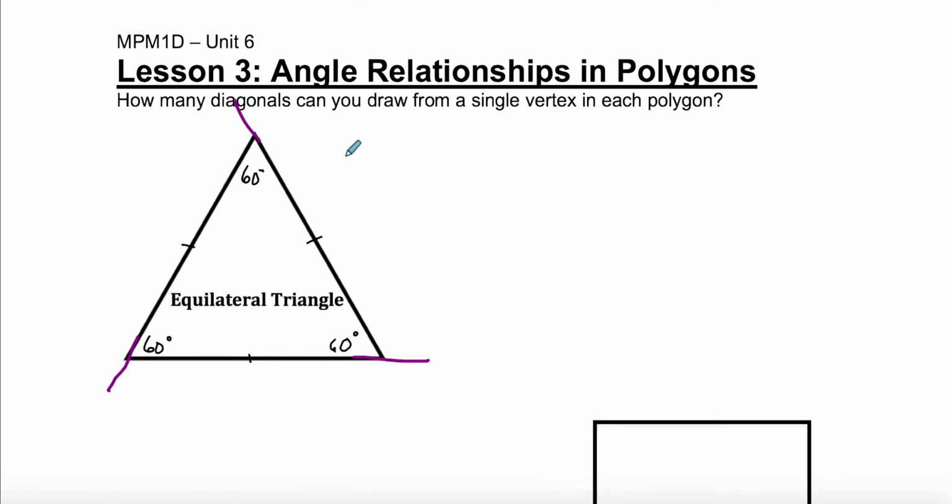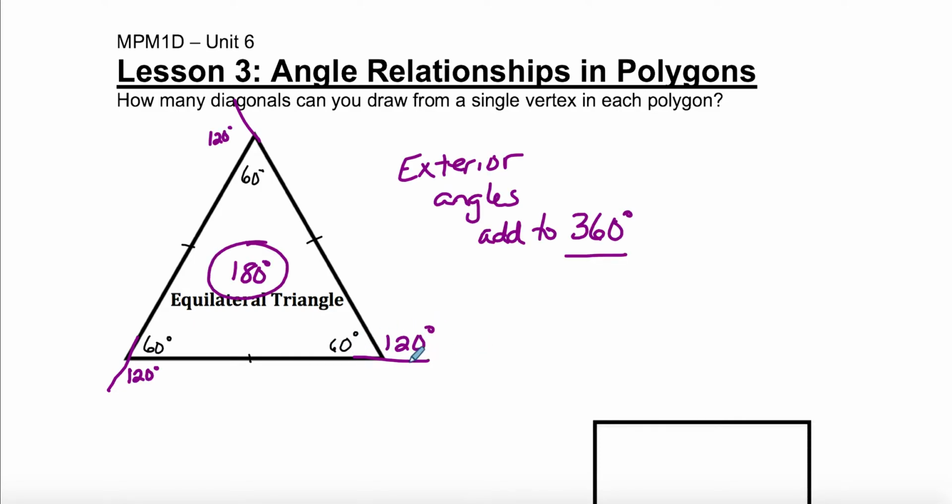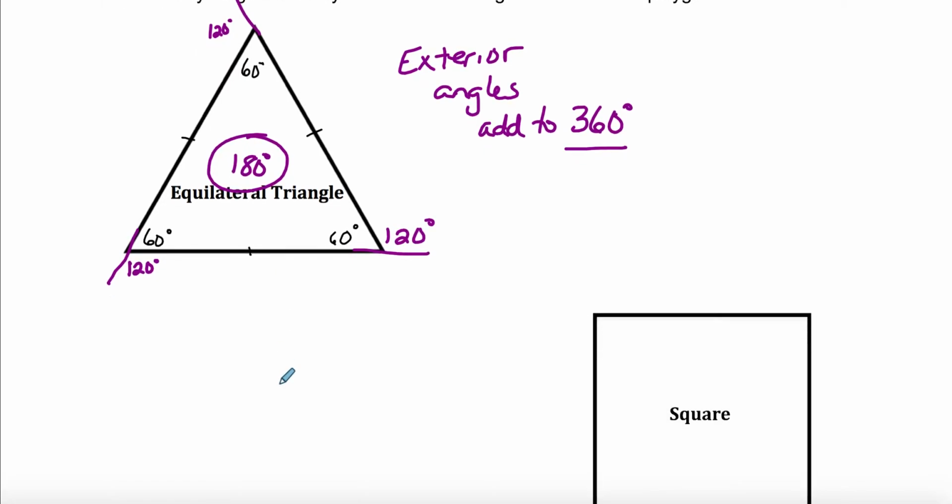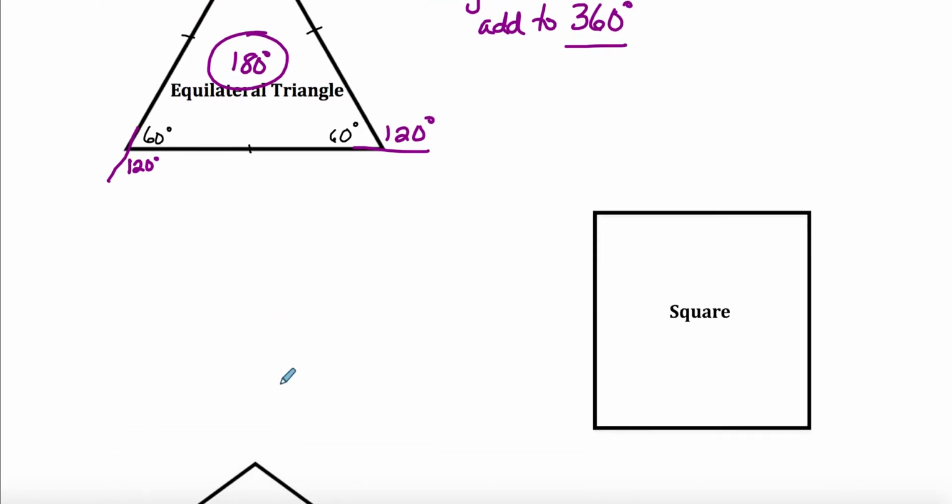So just to get started, we've done this before. We're looking at these exterior angles. You know that if the interior angle is 60, the exterior angle must be 120. So we've also discussed that 120 multiplied by 3 gives us 360, so that the exterior angles of a triangle add up to 360. So basically, we know a lot about triangles, so let's apply those to all of the other shapes.